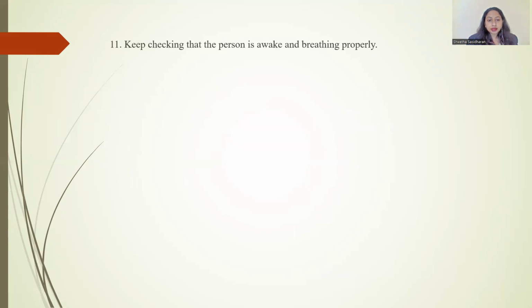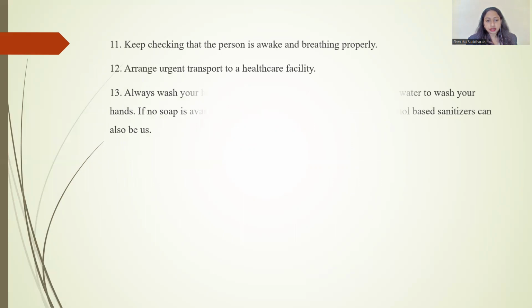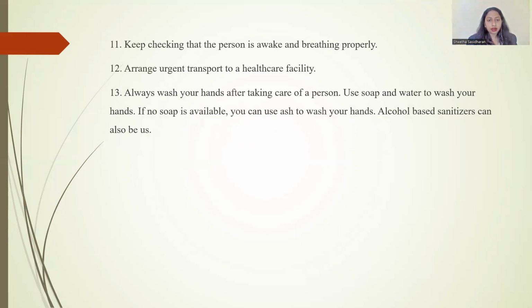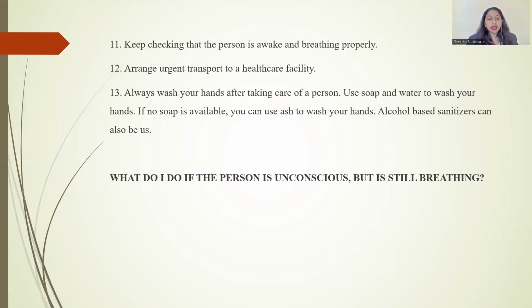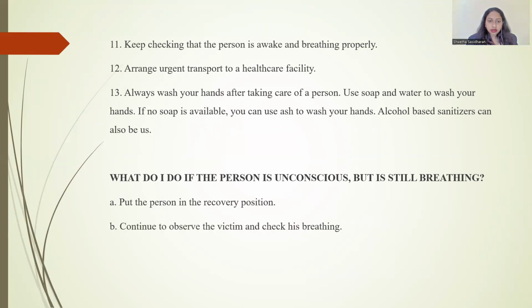Next, keep checking whether the person is awake and breathing properly, and arrange the facility as fast as possible. After all this, hygiene is important, so just wash your hands and keep it safe by using the sanitizer. Now, in this case, the person is conscious. As I told you, in an unconscious state, it will be entirely different, but the person is breathing. At that time, just put him in the recovery position, lay him down, observe the breathing, check his consciousness level also, and wait for the ambulance to arrive.